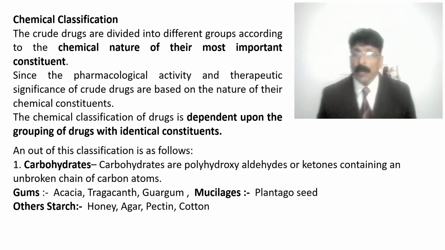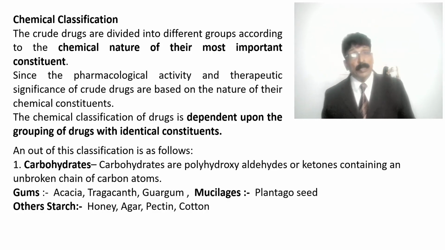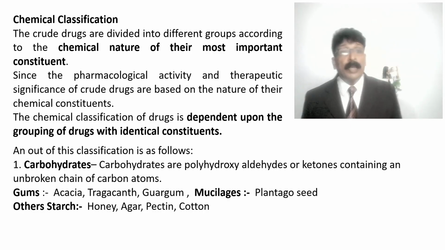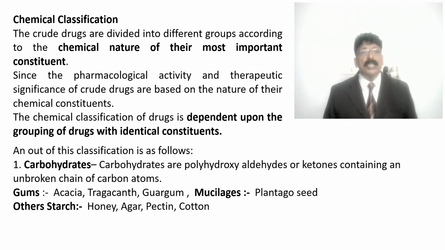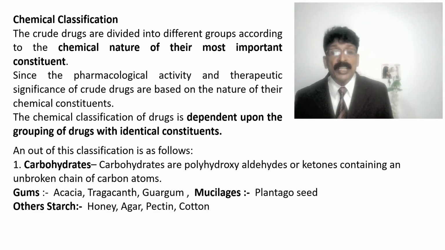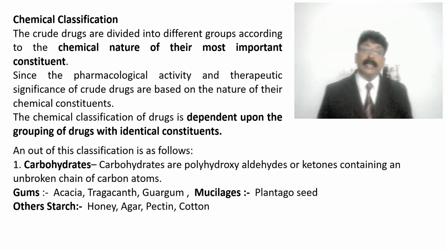Number one, carbohydrates. Carbohydrates are polyhydroxy aldehydes or ketones containing unbroken chains of carbon atoms, which we know. Examples: gums, acacia, tragacanth, guar gum, mucilage, also plumbago seeds, and other starch containing drugs. Examples: honey, agar, pectin, and cotton.